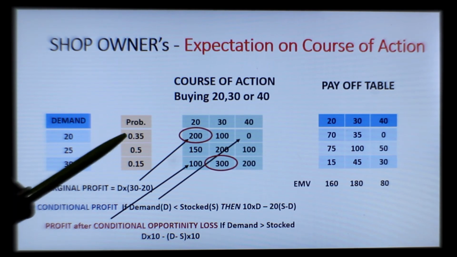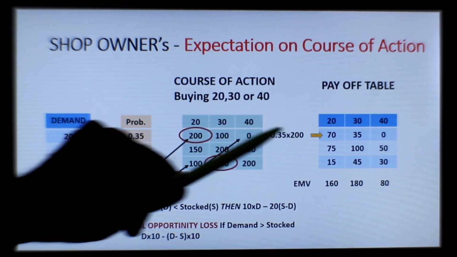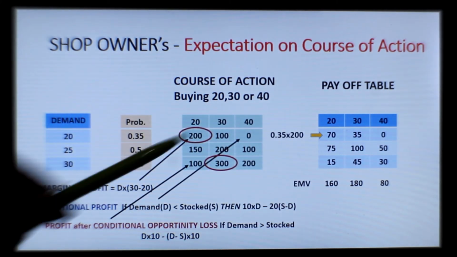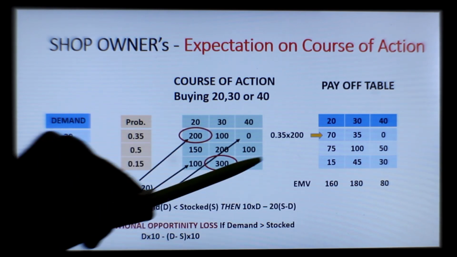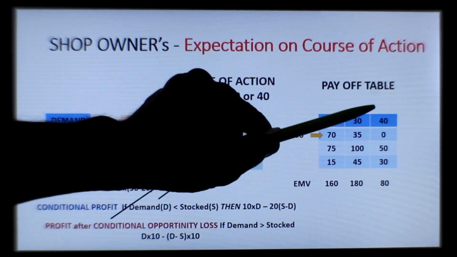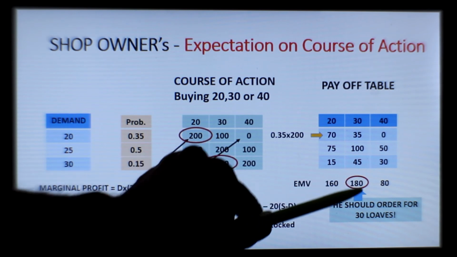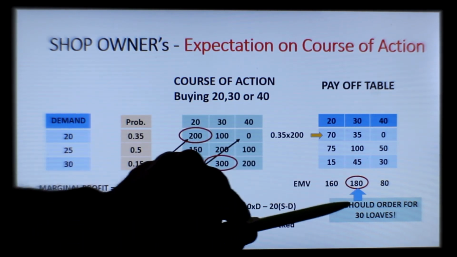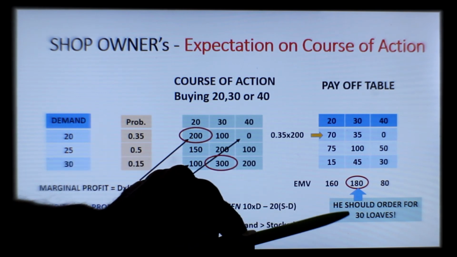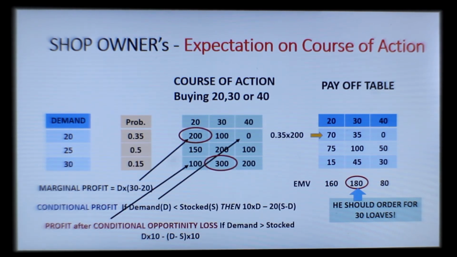The expected value is 0.35 into 200, which will give you 70. Similarly, every cell you can fill up and you arrive at this payoff table. Once you arrive at the payoff table, you just add it up under 20 loaves if you stock, 30 loaves if you stock, and 40 loaves if you stock, you get the expected monetary value, and that is 160, 180 and 80. Of all the things, you find that stocking 30 gives a maximum expected value, and the shop owner should go and place an order for 30, or in the long run he is bound to get an expected amount of 180 as the payoff.